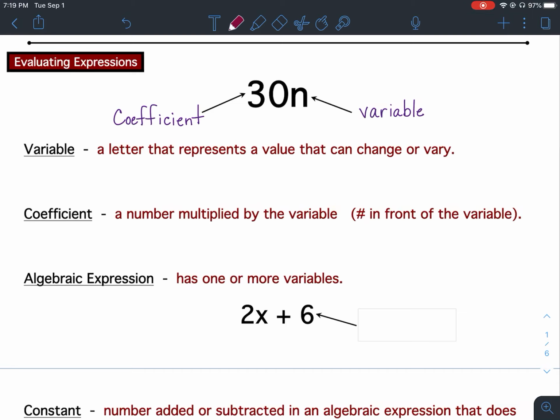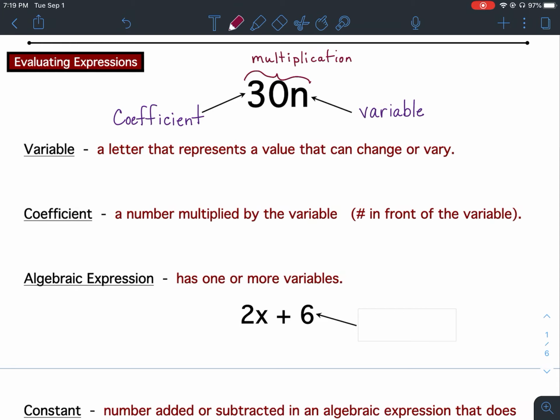All right, now, this right here represents multiplication. A number beside a variable means multiplication. You're going to multiply. So 30n means 30 times whatever the value of n is. So if n was 1, 30 times 1 is 30. If n was 2, 30 times 2 is 60, and so forth.